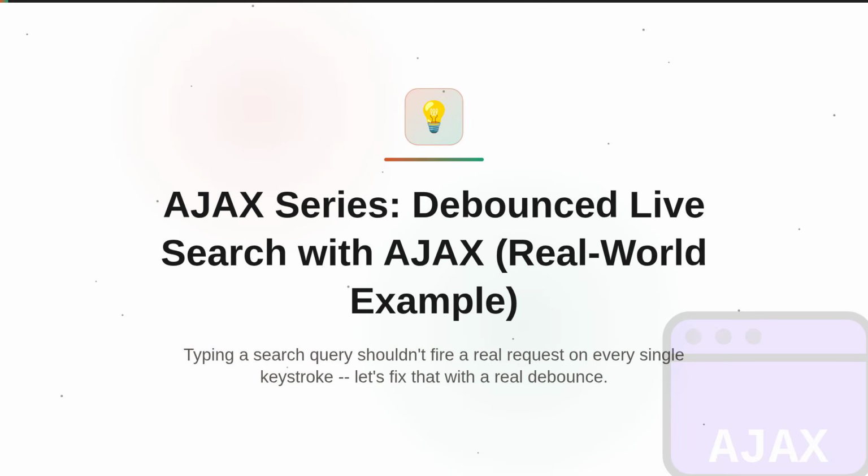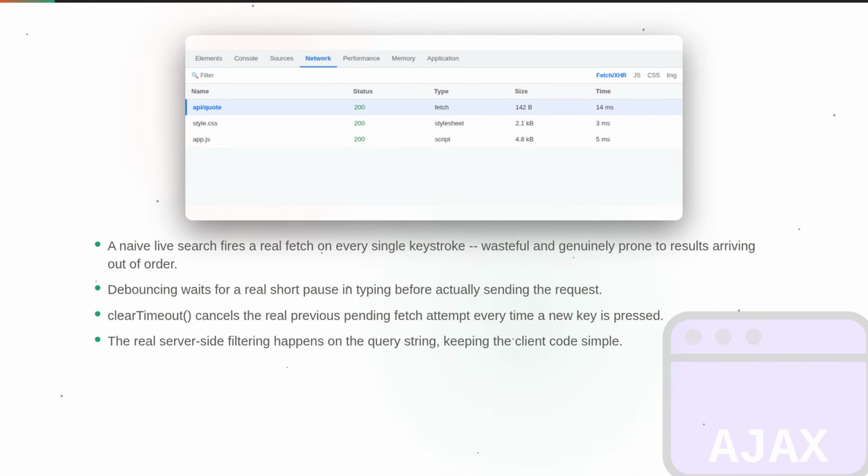Typing a search query shouldn't fire a real request on every single keystroke. Let's fix that with a real debounce. A naive live search fires a real fetch call on every single keystroke, which is wasteful and can even let results arrive back out of order.